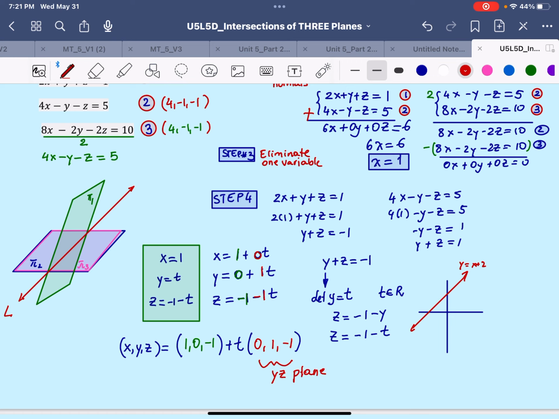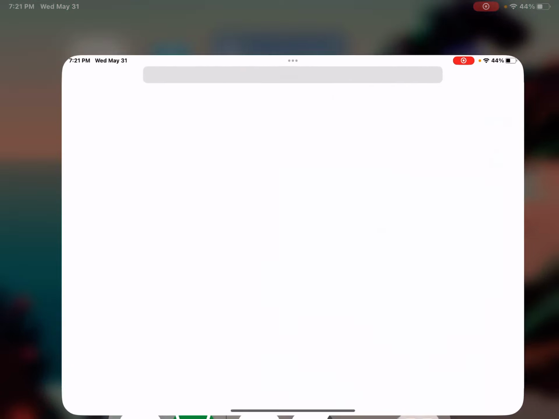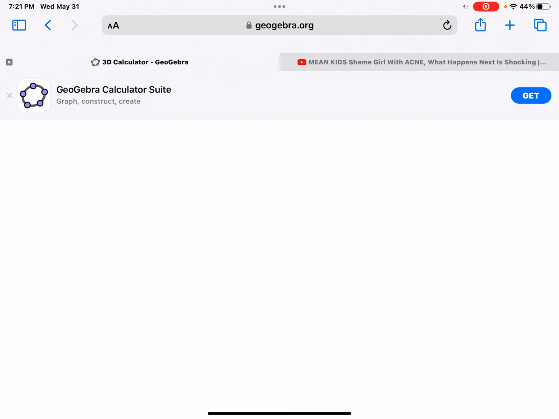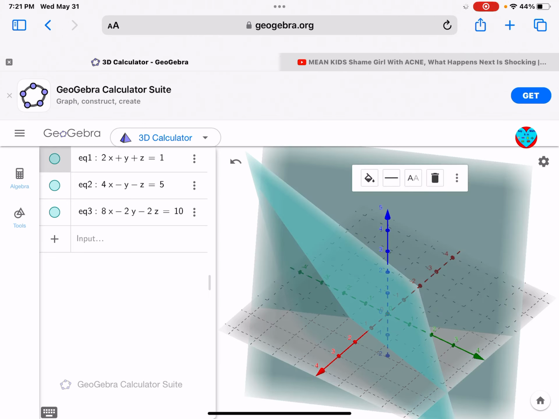Okay, so if you want to see the solution to this system a little bit better, you can always graph it on GeoGebra, the good old GeoGebra. So let's get back to this. I tried to prepare it, but let me see if the equations are here. Yes, so 2x plus y plus z equals 1. That's the first equation. And in the meantime, I'm going to change the colors of each plane.